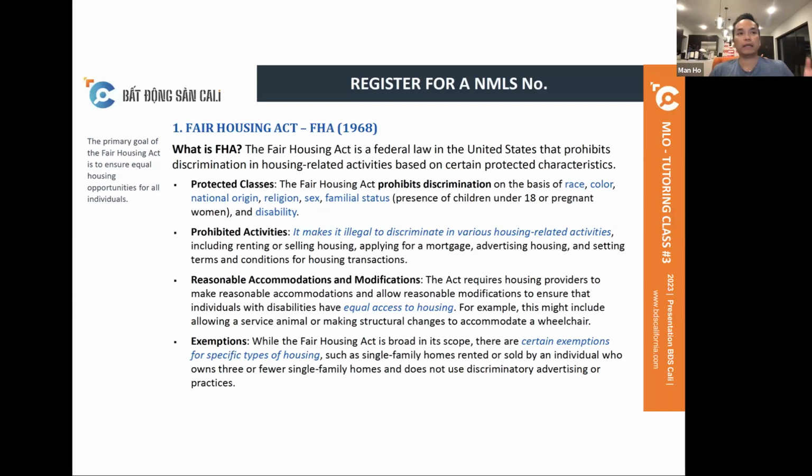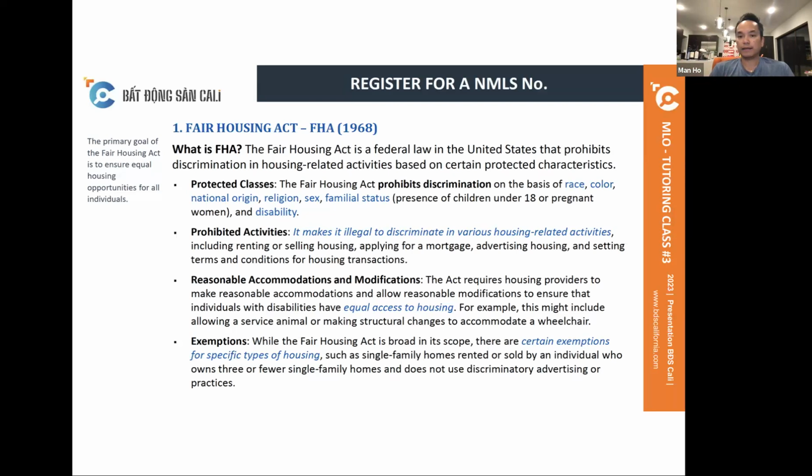National origin. You can be from China, Taiwan, Vietnam, Philippines, Japan, wherever you came from. Regardless, you cannot discriminate based on the origin. Okay, the national origin. Religion, regardless of your religion, whether you're Buddhist, Christian, Hindu or whatever, you don't discriminate based off the religion.